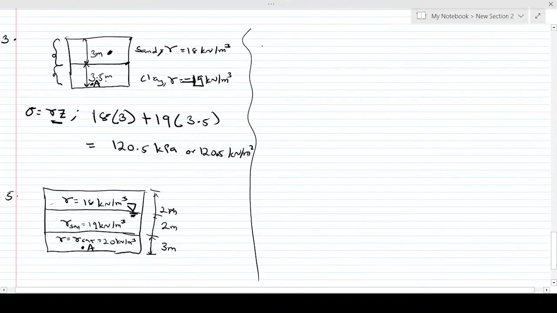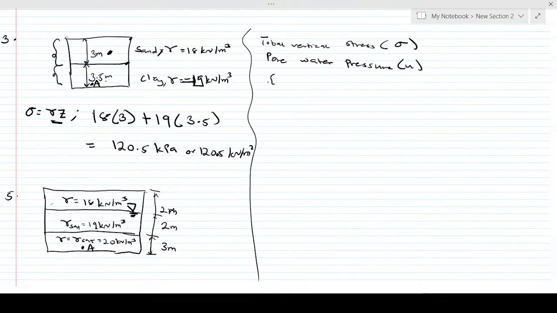So we are being asked to determine the total vertical stress, which is given as sigma. We are being asked to find the pore water pressure, which is represented as U. And we are also being asked to find the effective stress, which is given as sigma prime. Right. So now let's begin.